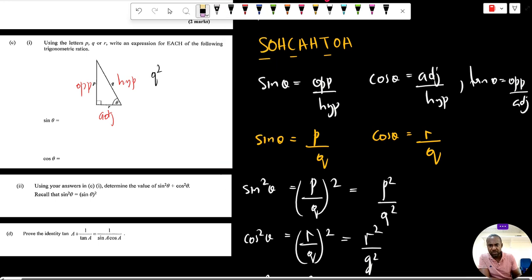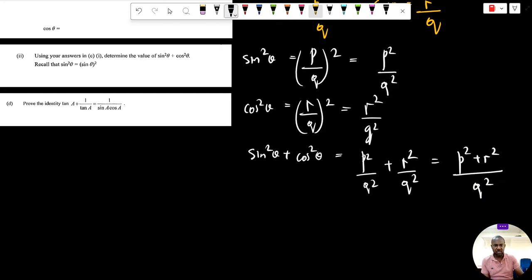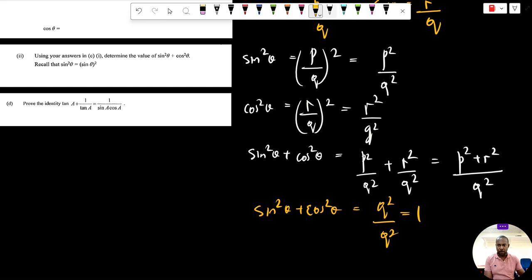What exactly does this mean? In particular, in this triangle, we'll see that Q squared is equal to P squared plus R squared. So according to Pythagoras' theorem, P squared plus R squared is equal to Q squared. And so therefore down here now we can say that sine squared theta plus cos squared theta will be equivalent to Q squared over Q squared, which of course is equal to 1. And this of course is an identity that we would have been familiar with. And so this is what we would have expected, that sine squared theta plus cos squared theta would be equivalent to 1. Okay?